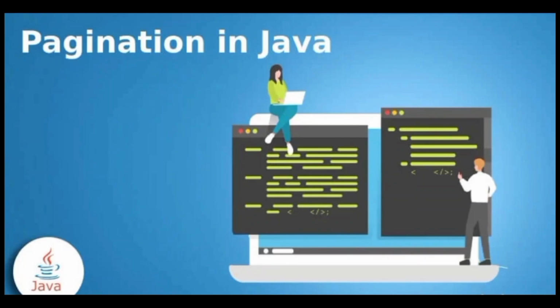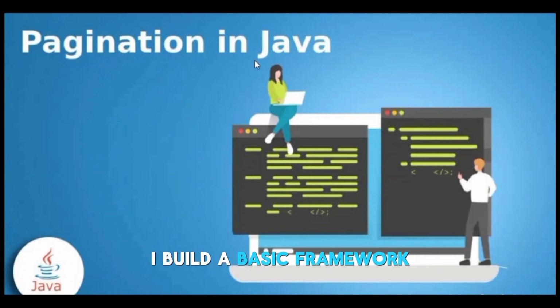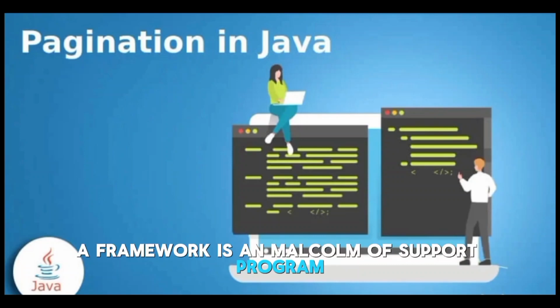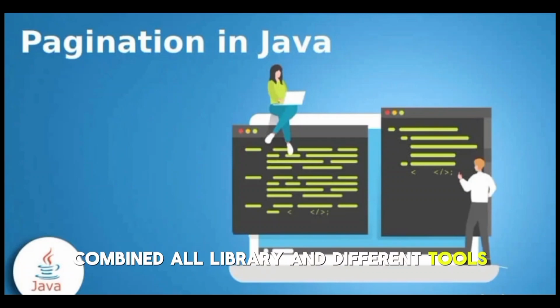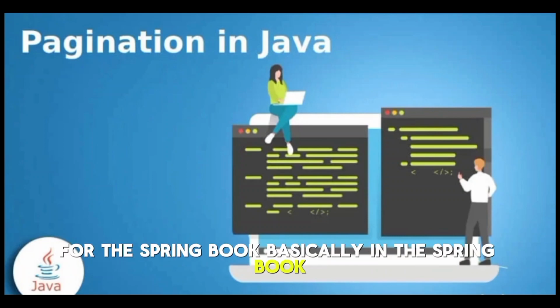I've worked recently on Selenium, an automating tool. I built a basic framework. As we all know, a framework is an amalgam of support programs, different classes, compilers, libraries, and different tools. So I tried to add all the things which are required for this framework.